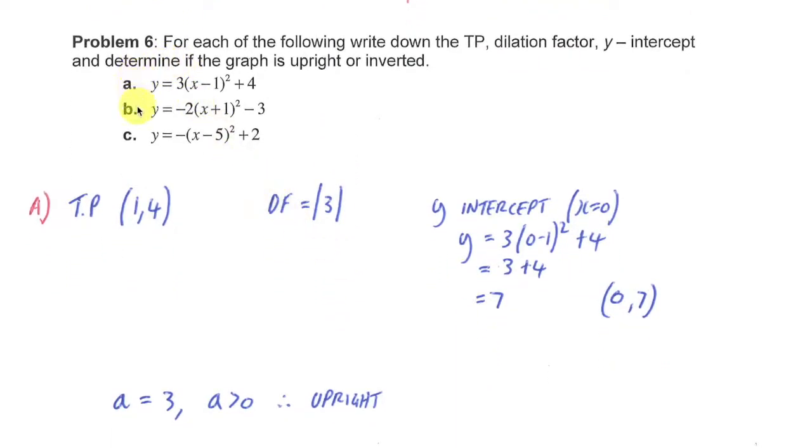So for each of these, A, B, and C, I need to provide the turning point, the dilation factor, and the y-intercept. So for A, turning point, 1, 4. The dilation factor is 3. I just take the size of the number in front of the bracket, ignoring the sign. Y-intercept, I sub x equaling 0 into it, and I produce 0, 7. I also need to state whether it's upright or inverted. So because it's a positive value in the front, it's going to be upright.